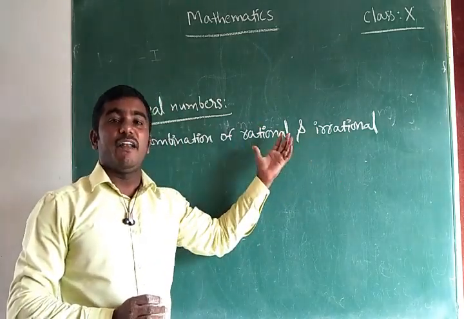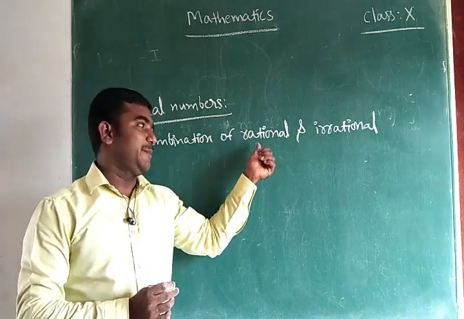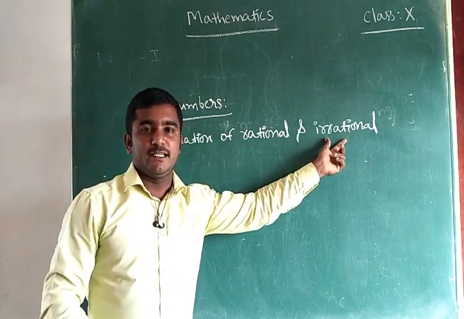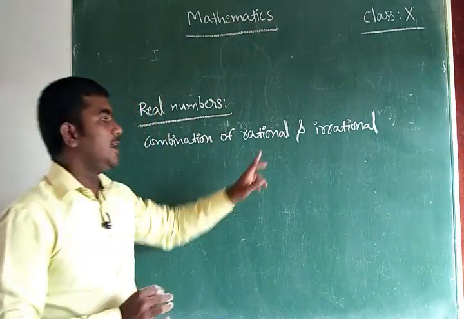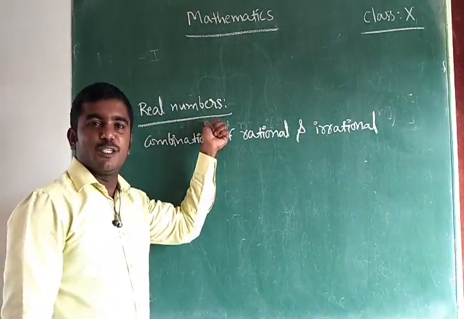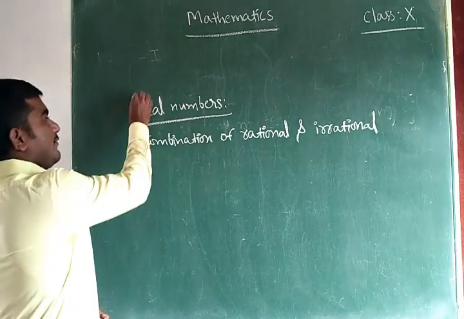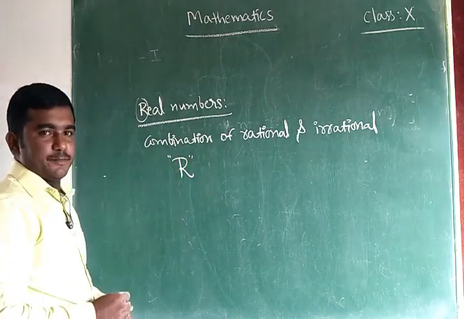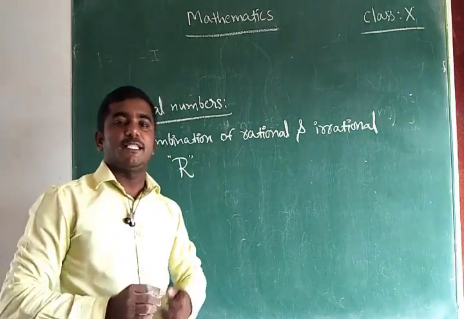What are rational numbers? All numbers, either 0, positive numbers, negative numbers, or in p by q form, come under rational numbers. And irrational numbers, the root values, all come under irrational numbers. The combination of all these rational and irrational numbers is called real numbers. Now this is our first chapter, real numbers. What is the first letter? R. So real numbers are denoted by R. This is the introduction of the number system.